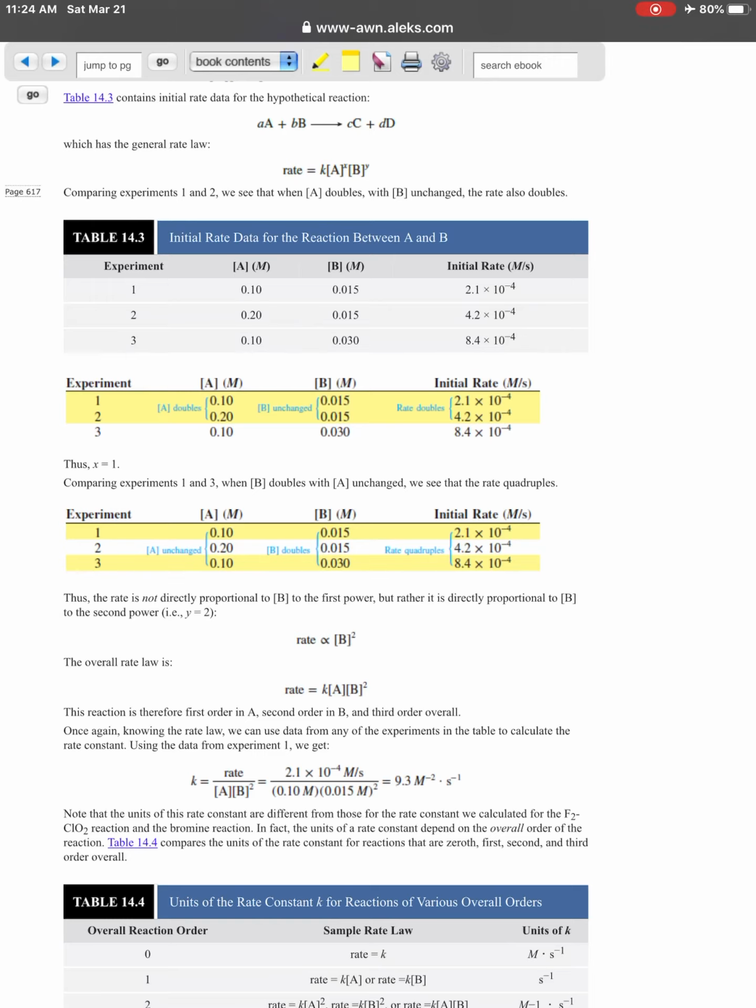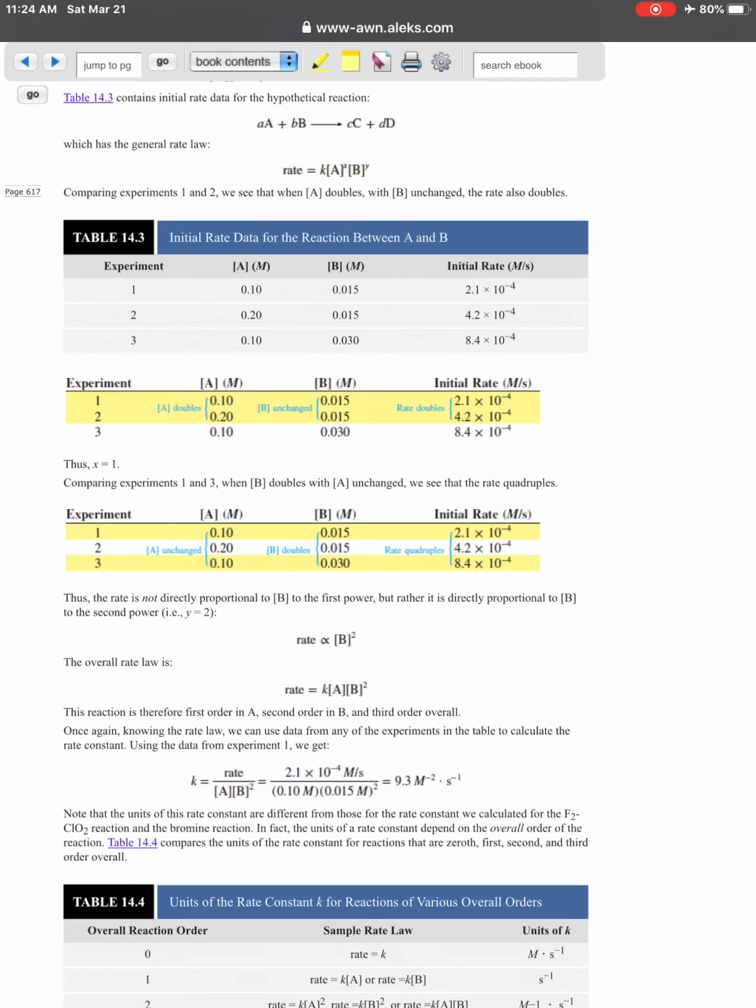Comparing experiments 1 and 2, we see that when the concentration of A doubles, with concentration of B unchanged, the rate also doubles. Okay, so table 14.3 has the data. Then below that, they're showing for experiments 1 and 2, the concentration of A doubled and the concentration of B stayed the same, 0.015 molar, and the initial rate doubled.